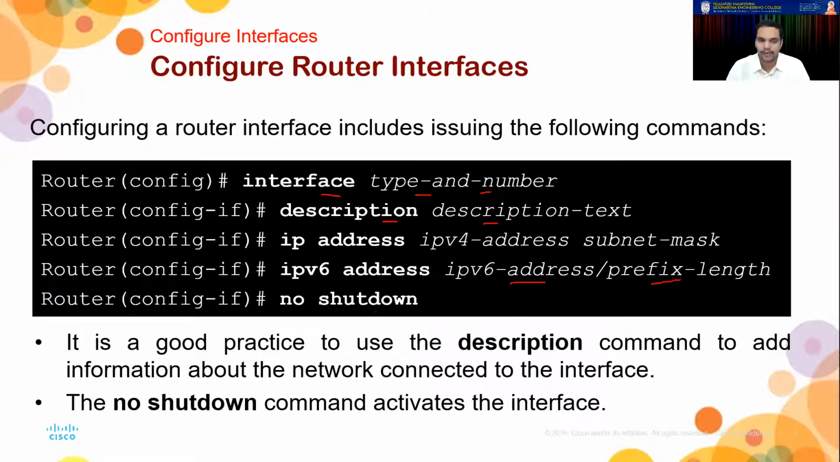And most importantly, if you don't give this no shutdown command, this interface won't be activated, because by default it is in the down mode, so you have to give this command no shutdown. Only then it will take all these details and it will get activated. So it is a good practice to use the description command to add information about the network connected to this interface. When I read this particular description, I can understand to which network this interface is being connected. And the no shutdown command activates the interface.